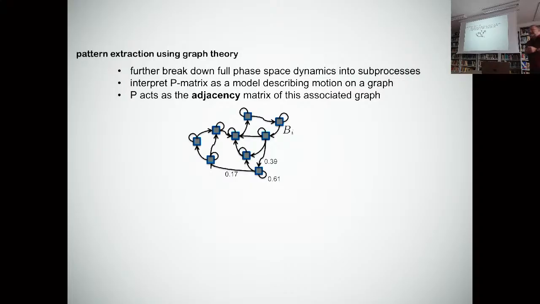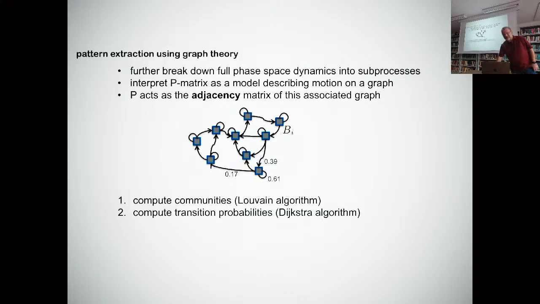The P matrix now we're going to interpret as a graph. And when you have a graph, there is something called the adjacency matrix that links all the nodes with the weights to other nodes. Our P matrix can be interpreted as a graph matrix where each box is a node and each entry is the probability of going from one node to the next. So now, if P acts as an adjacency matrix of this associated graph, we now can actually do clustering.